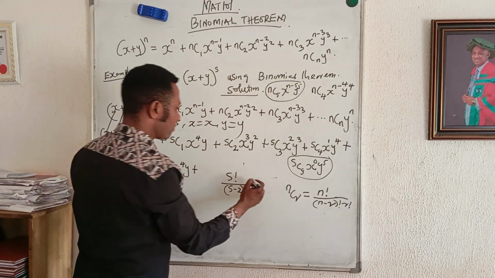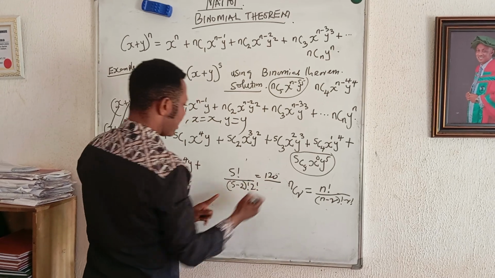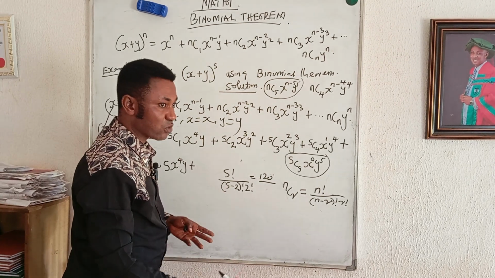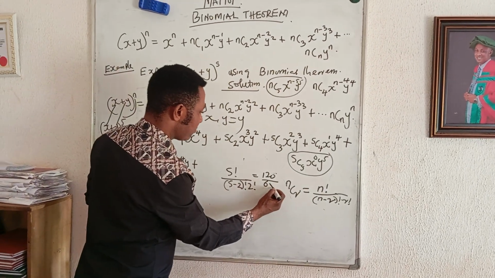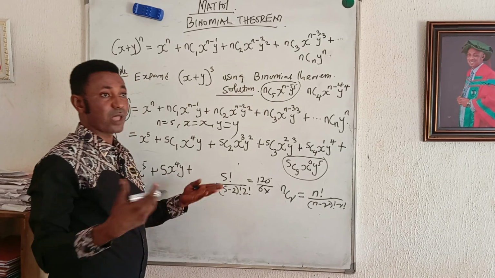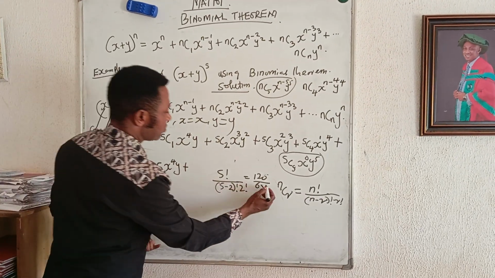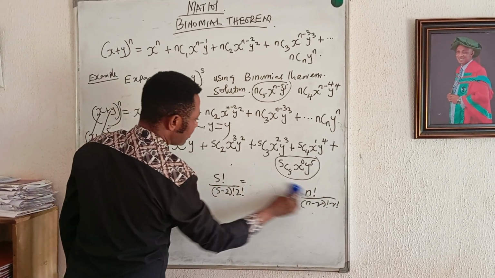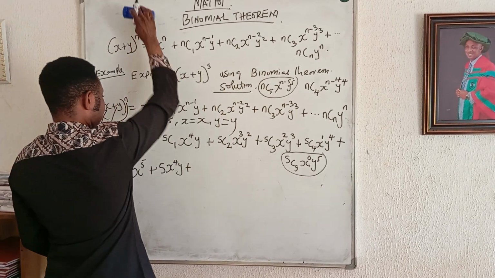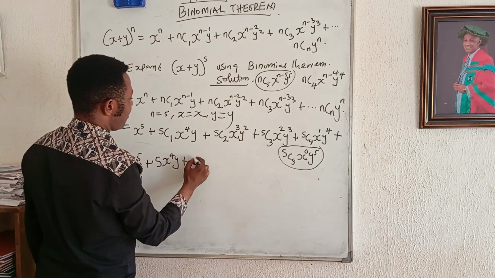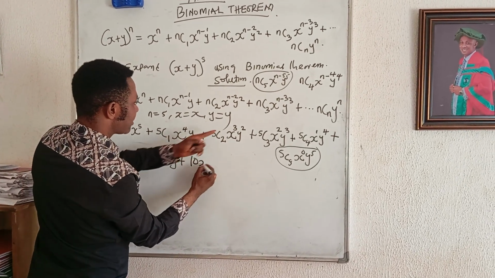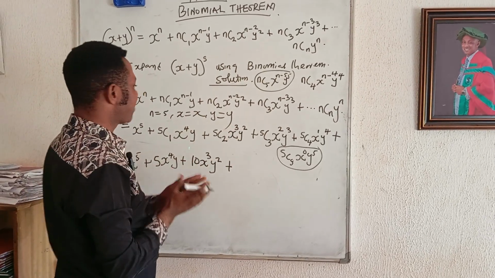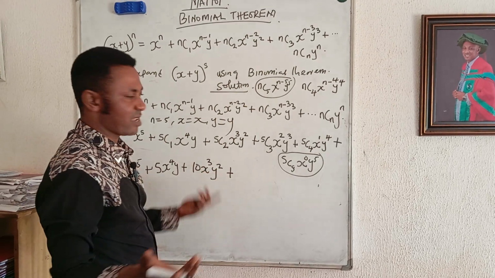So 5 factorial, you have 120. Then 5 minus 2 factorial means 3 factorial, which is 3 times 2, 6, 6 times 1, 6. All right? Multiply by 2 factorial. 2 factorial is 2 times 1, which is 2. So 120 over 12. The answer is 10. So here we have 10 x power 3 y square plus, this step is very simple. Just learn how to evaluate these factorials, then you are done.